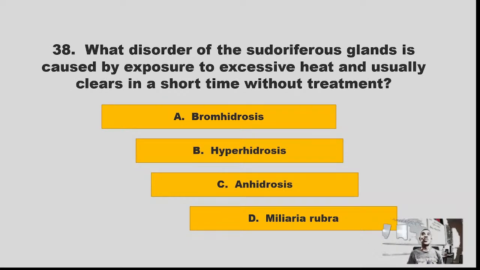Here's your next question. What disorder of the sudoriferous glands is caused by exposure to excessive heat and usually clears in a short time without treatment? Is it bromhidrosis, hyperhidrosis, anhidrosis, or malaria rubra? Okay, so this is a disorder of the sudoriferous glands. Is it A, B, C, or D? And if you chose D, malaria rubra, then you are correct.